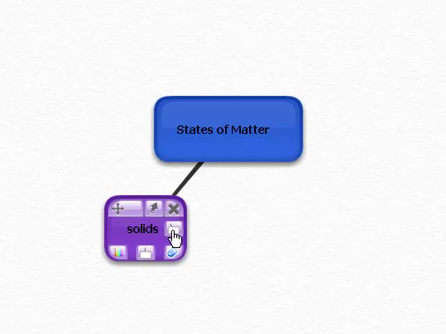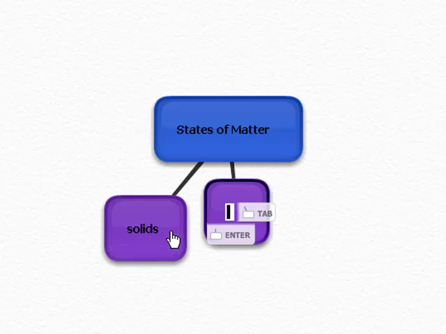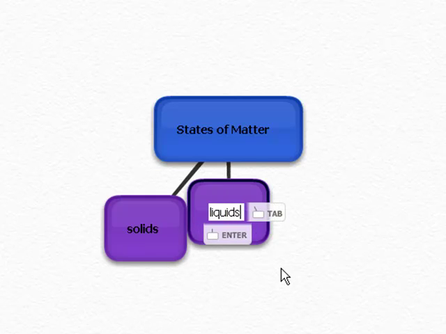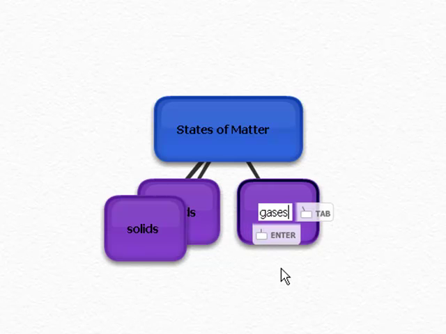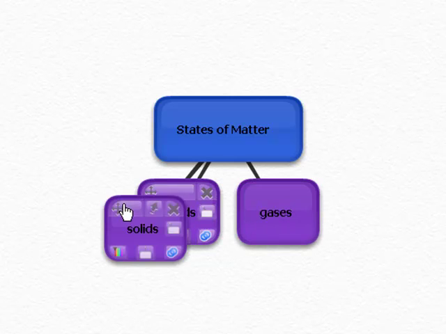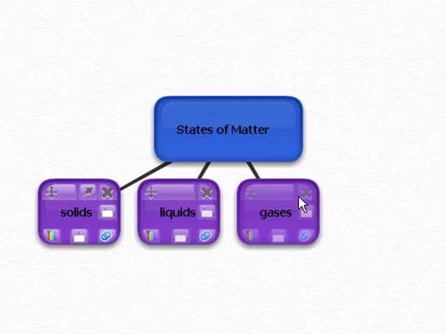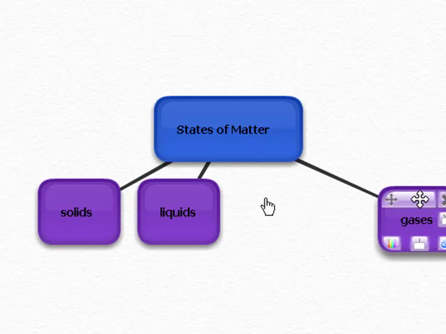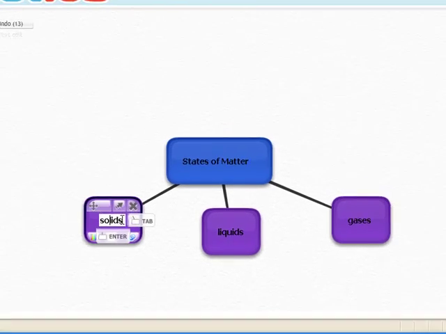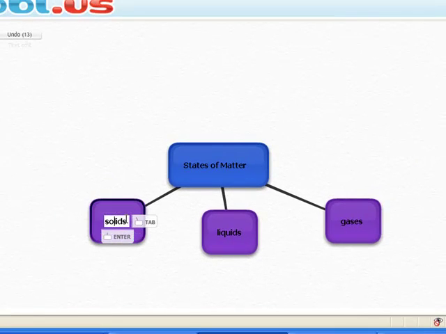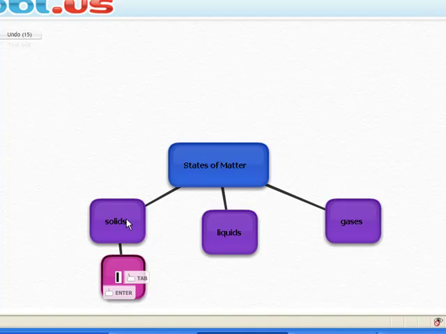This time I'm going to create a sibling balloon, so it also comes off of states of matter, and I'm going to call it Liquids. And then I'm going to hit Tab to create another one for gases. Again, I can move these around a little bit. Now I'm going to click back on solids and I'm going to hit enter. And again, it's going to give me another bubble.